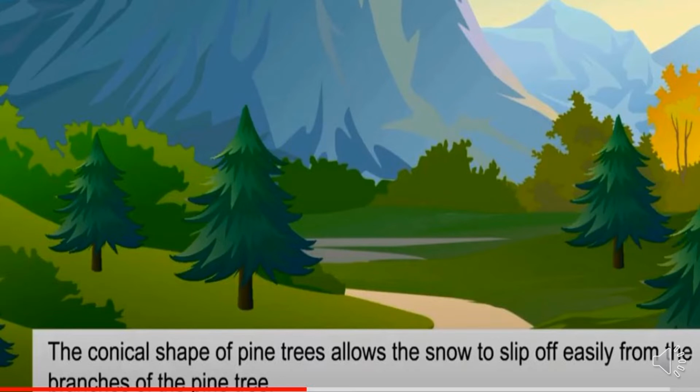Similarly, during snowfall, what happens? The snow that falls on the tree, because the tree is shaped like a cone, easily falls off from the tree. This way, the tree is protected from the damage caused by the snow. So, all the trees of the mountain areas are mostly conical in shape. So this is their first adaptation, the shape.